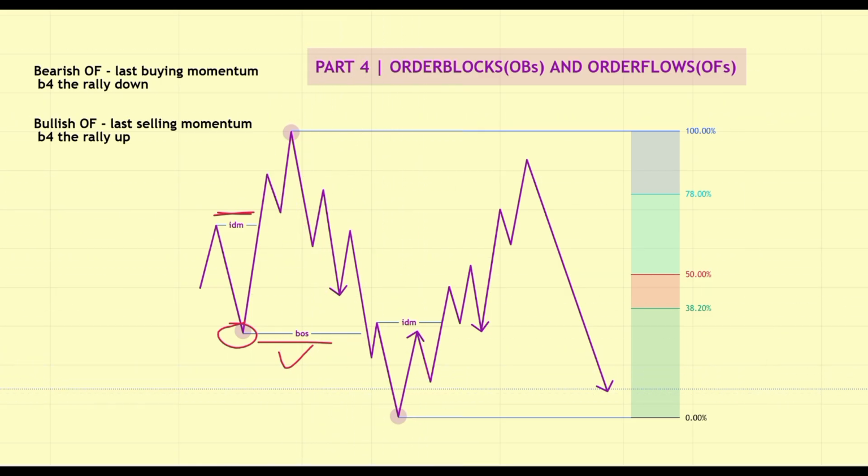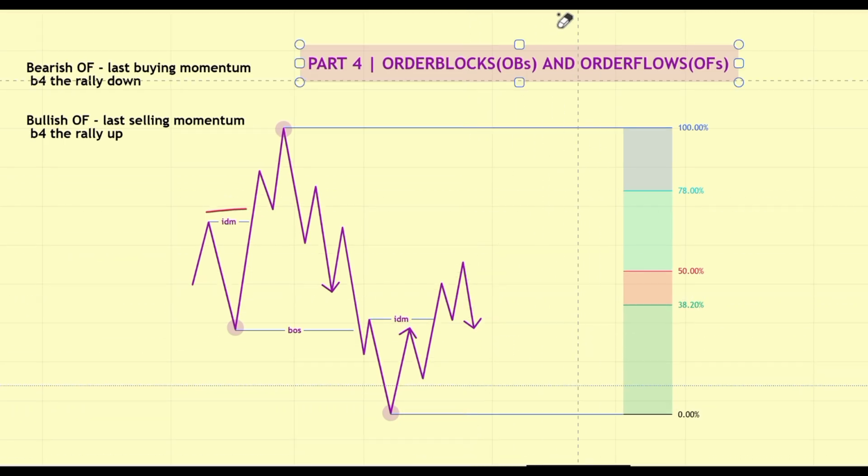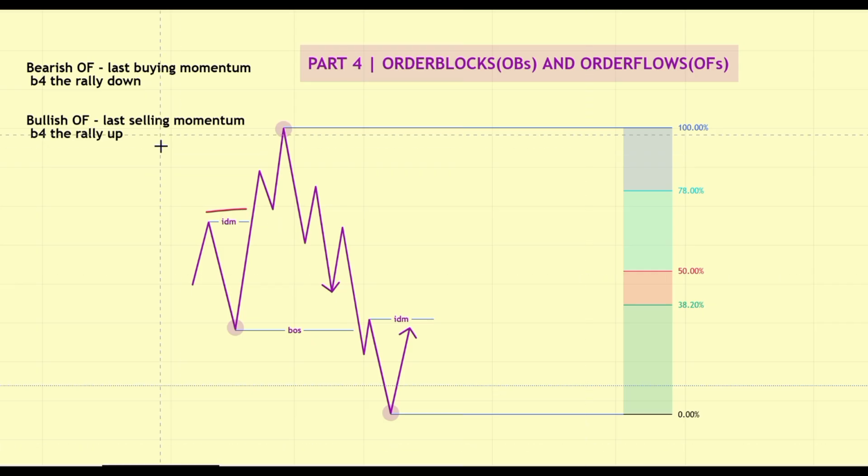To make it easy, let me delete this so that you can see I'm actually on the impulsive move. So let's dive into identification of these order flows. Starting with this, this is a bearish scenario, so we will be marking the bearish order flow to make sure that we are trading in the direction of the trend. Right here you can see bearish order flow.